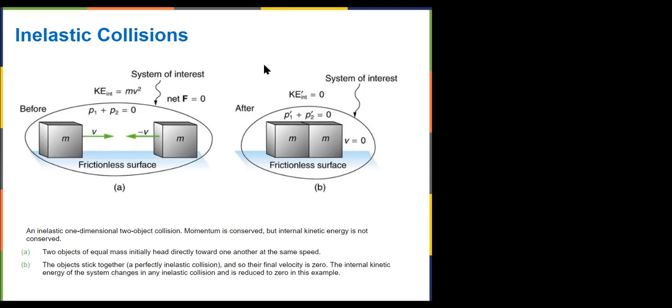Now you can see the kinetic energy initially is 1/2 mv squared from each of the blocks, so it's mv squared. But for the final, because when they collide in this inelastic collision they stick together, the final kinetic energy should be 0. So the two are not equal to each other.